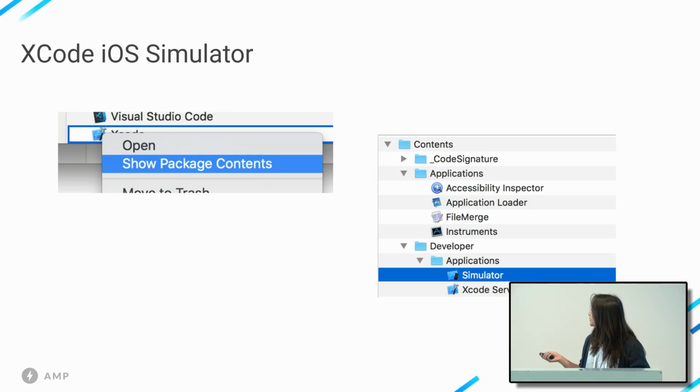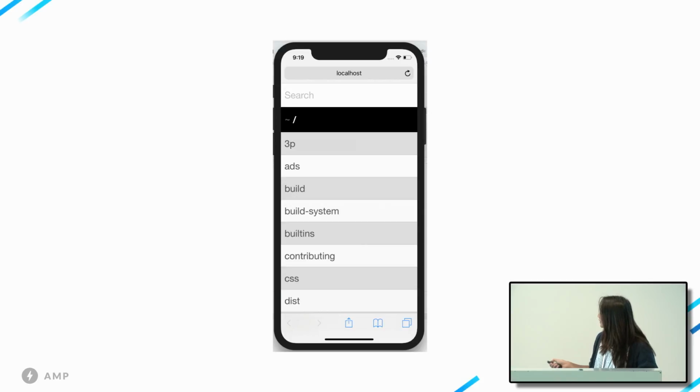Well, actually for iOS, Xcode has an iOS simulator. It is very well hidden inside Xcode. You have to click on Show Package Contents, and under Contents/Developer/Applications, there's a simulator app. It's actually really, really cool. Looks like this. You open this, and it can actually also access your localhost 8000 port.